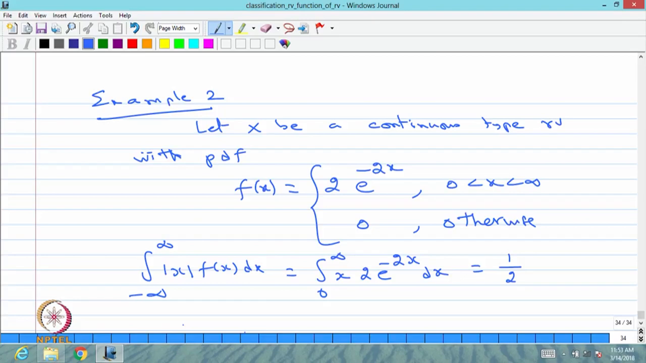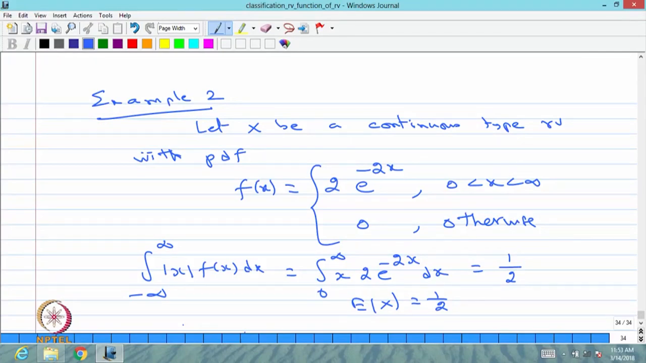So, since this is a finite quantity, we can conclude that the expectation of x is 1 by 2, because f of x is greater than 0 between 0 and infinity. Therefore, in the absolute sense, the answer is finite, and that is the same as without the absolute value also. Therefore, the expectation of x is the integral from 0 to infinity of x times f of x dx, which is 1 by 2. So, in this case, the expectation exists for this continuous type random variable.